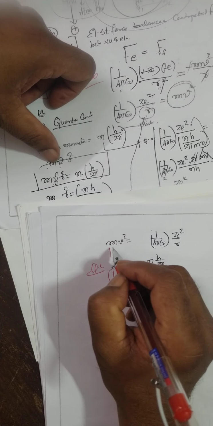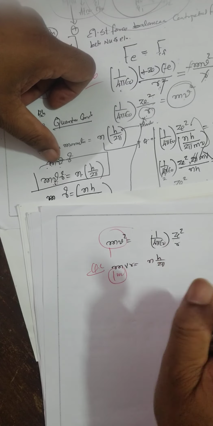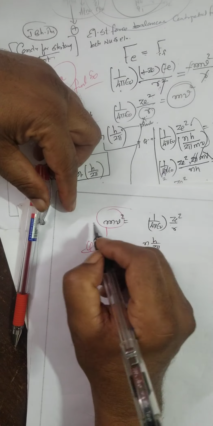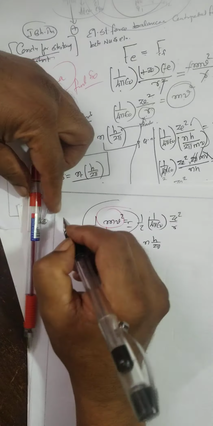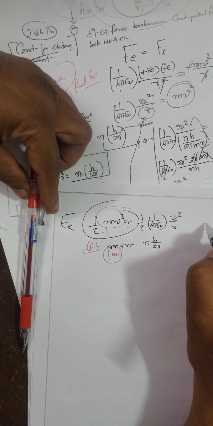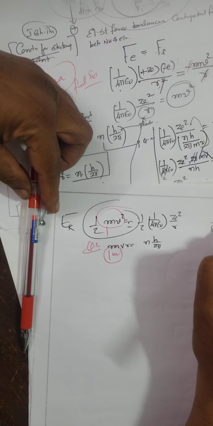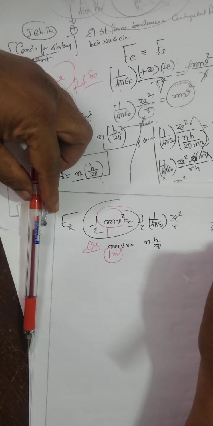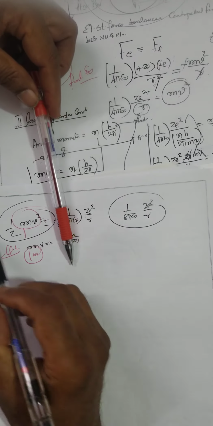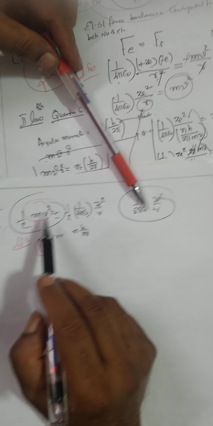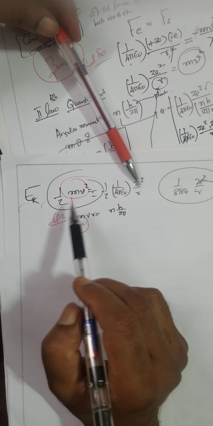This is also mv square by r, you got it. Here, if you write kinetic energy and multiply by half, what will you get? You'll get the formula for kinetic energy. For kinetic energy, they may give 1 by 8 pi epsilon naught Z square by r. You will be getting this also. You have to identify kinetic energy. In CET, you just have to multiply by half, that's all.